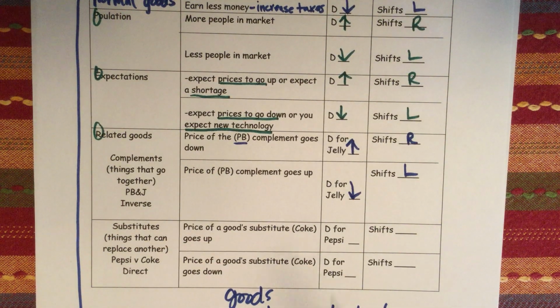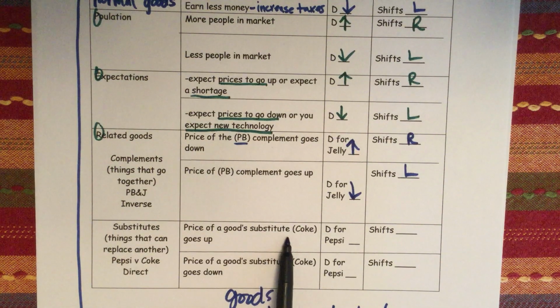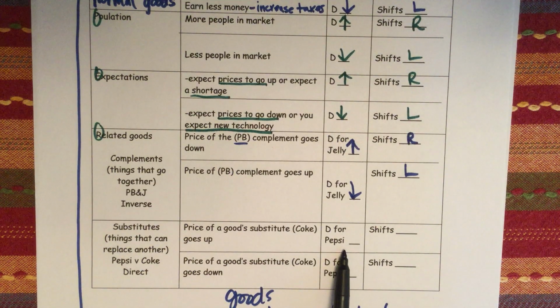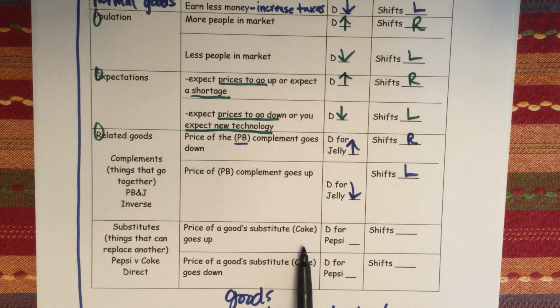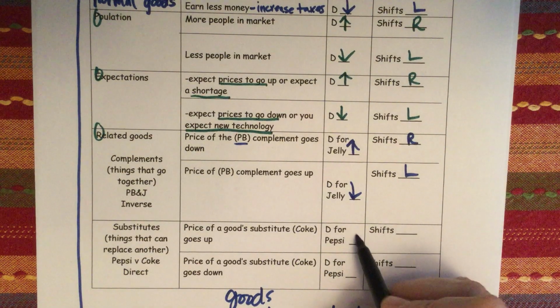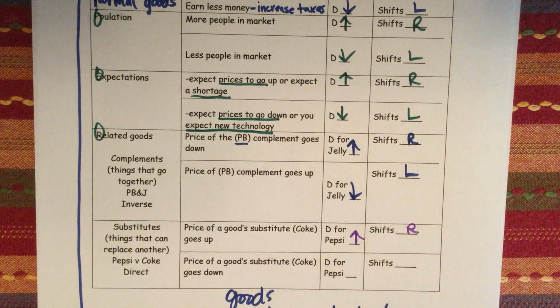Let's just say that you do. If the price of the goods substitute, Coca-Cola, goes up, less people are going to buy Coke, they're going to demand more Pepsi. If the price of Coke doubles, triples, quadruples, then I'm not going to buy Coca-Cola, I'm going to go out and buy something else. So the demand for Pepsi would go up and it would shift to the right.